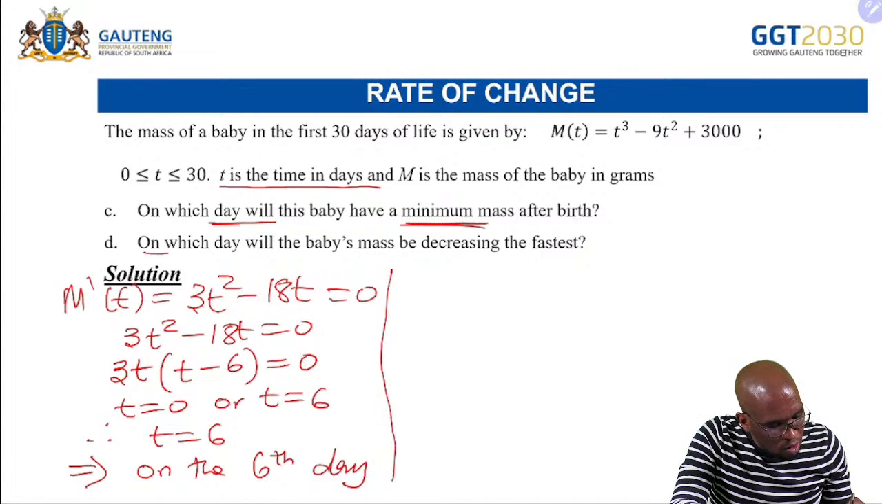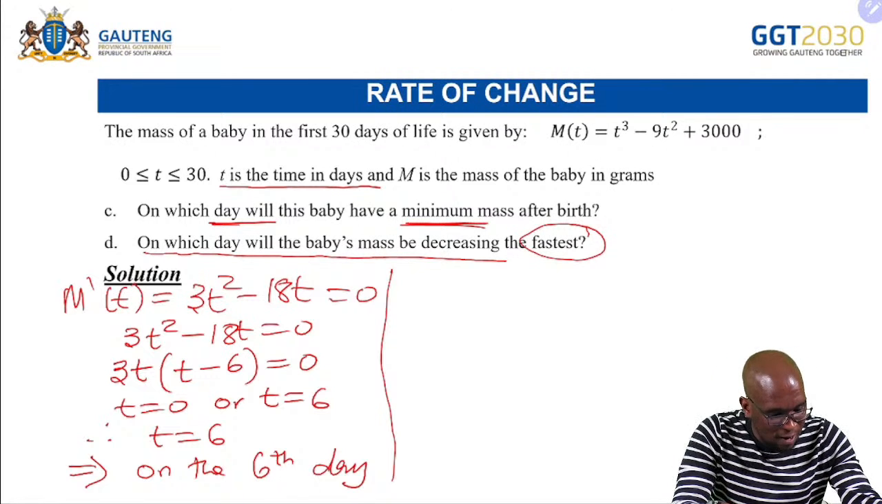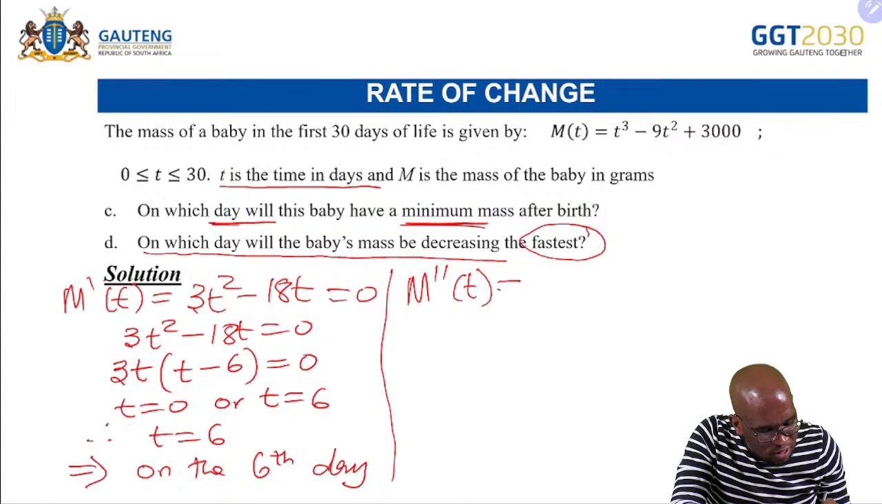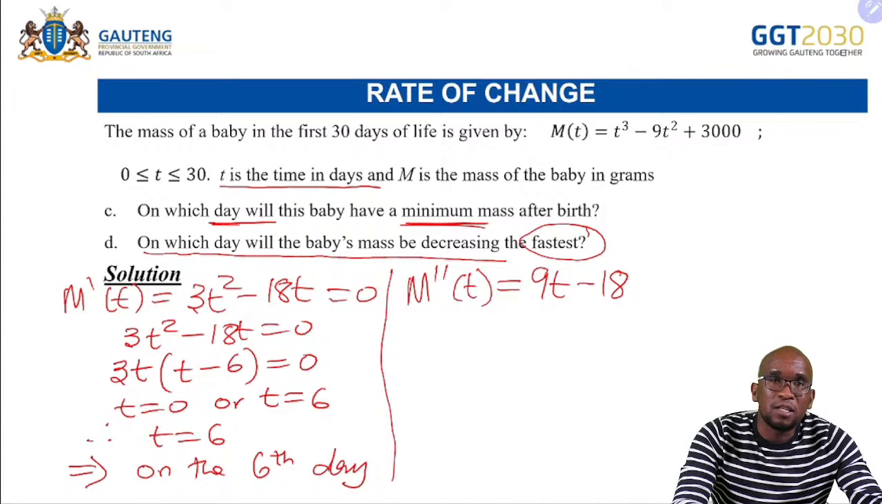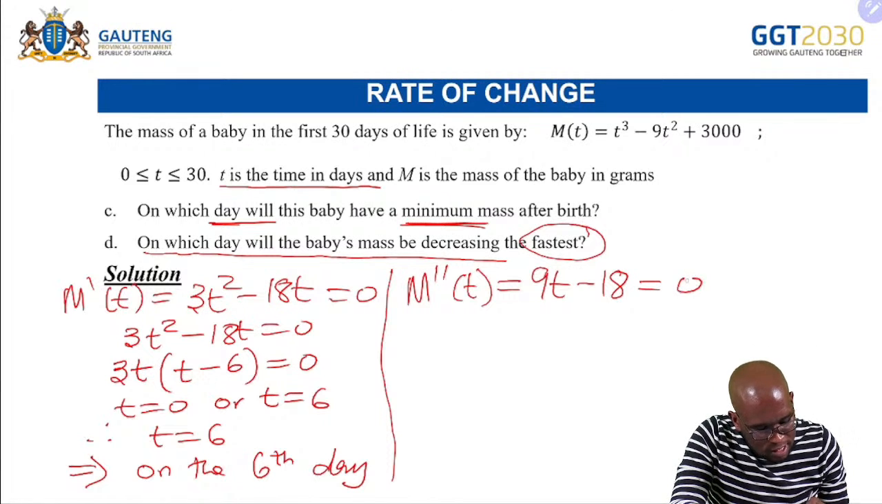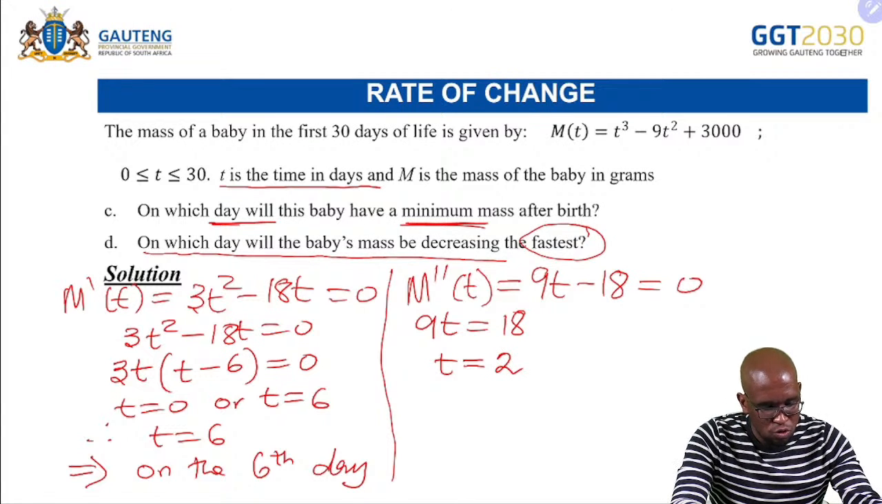Now, the last question: on which day will the baby's mass be decreasing the fastest? So it decreases the fastest when m double prime of t, the second derivative of this equation, is zero. We differentiate the equation twice, just like you do when you find the point of inflection. So when you want to find out when the baby's mass is decreasing the fastest, you differentiate twice and set that derivative to 0. So 9t equals 18, which means t would equal 2.